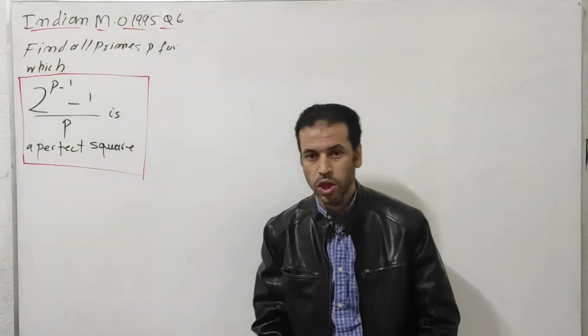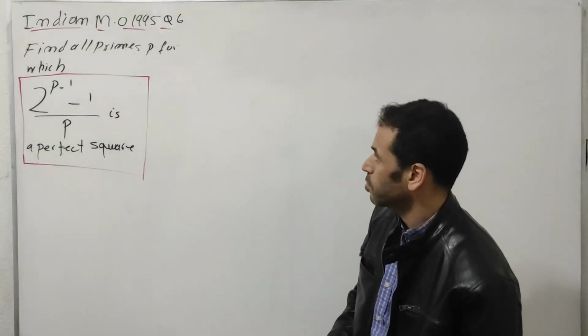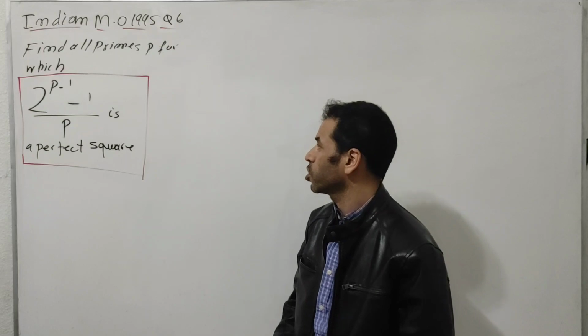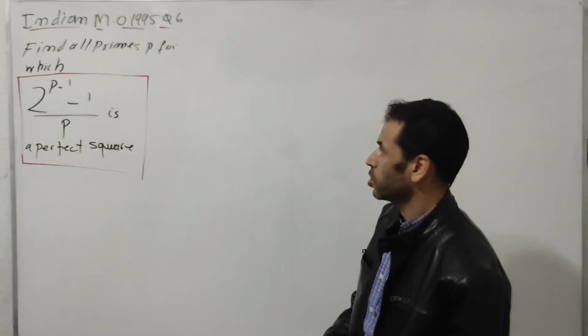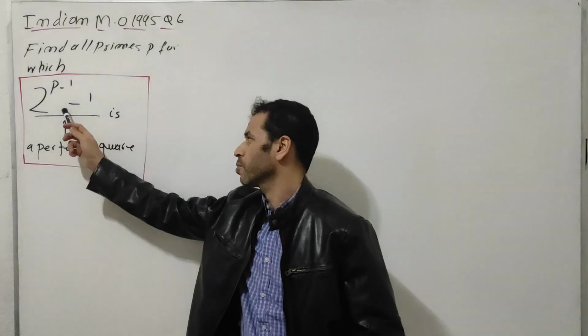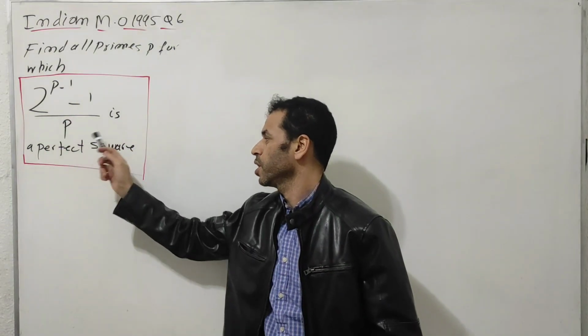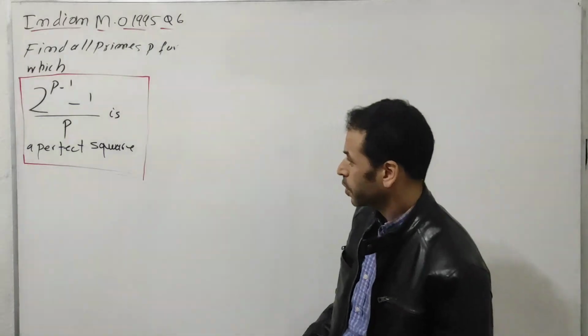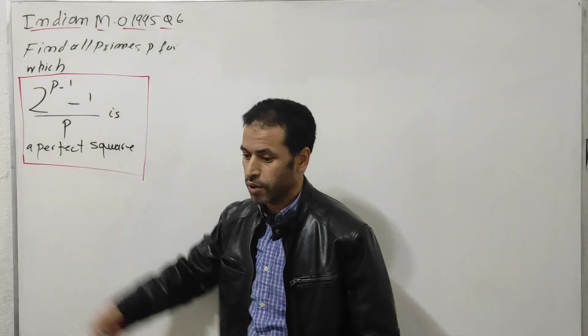In today's video, I would like to introduce you to a very nice problem from the Indian Mathematical Olympiad, edition 1995, question number 6. Find all primes p for which (2 to the p minus 1) divided by p is a perfect square. This is a very nice problem involving prime numbers.